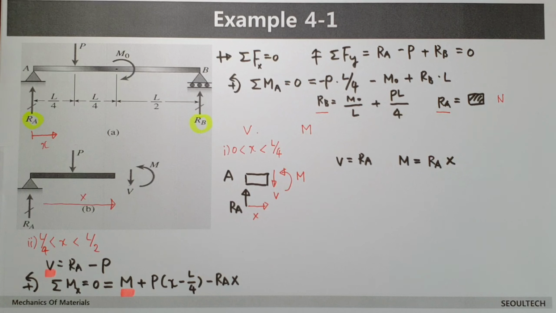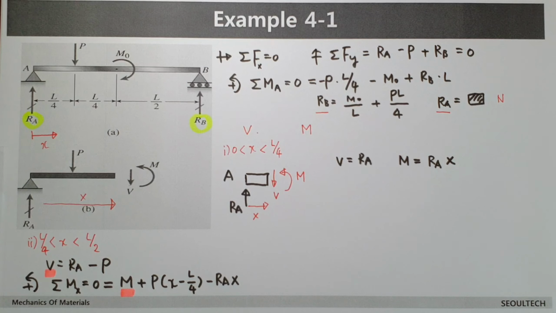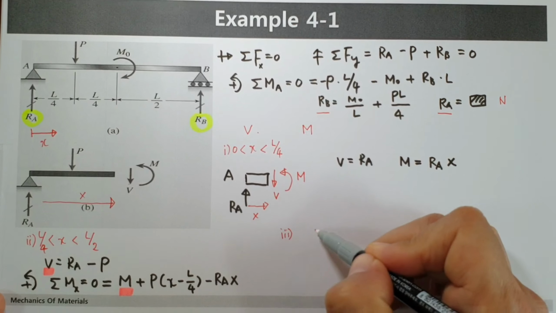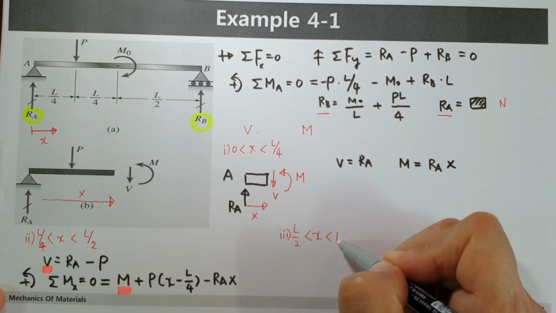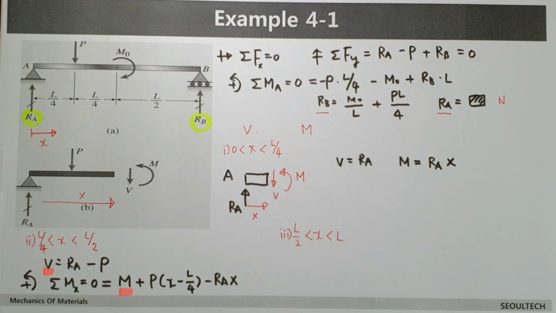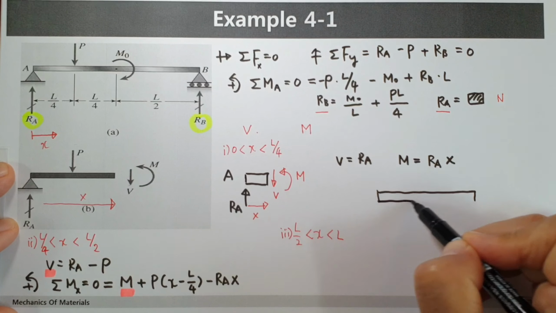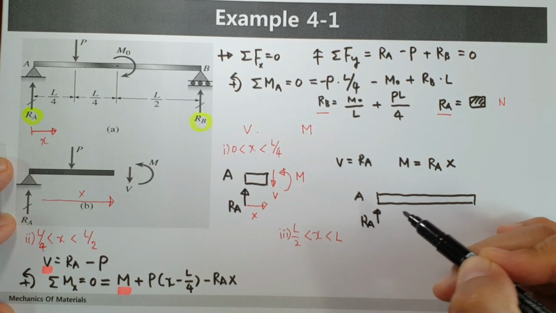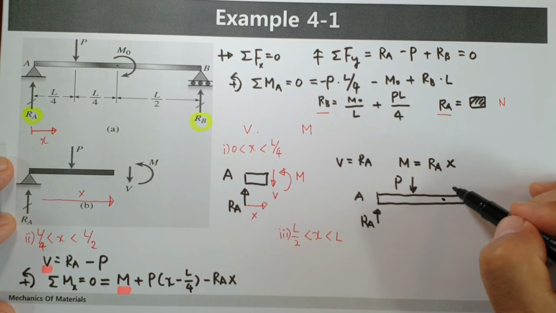Finally, when you consider this range, let's say in the case of x located from L over 2 to L, in this range. Okay, when you draw the free body diagram it is like this one. This point is A. This one is RA. Let's say here P, and somewhere there is MO.